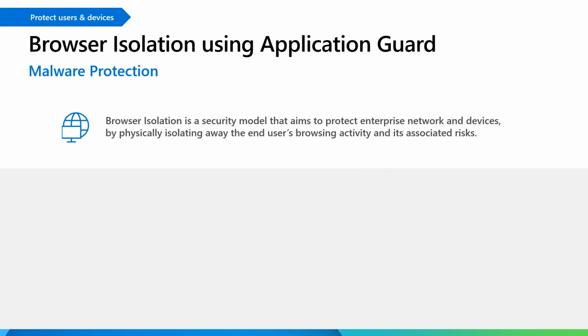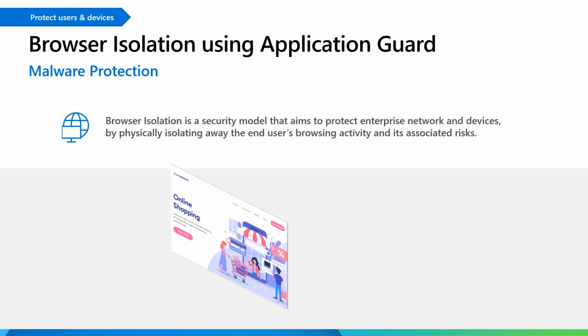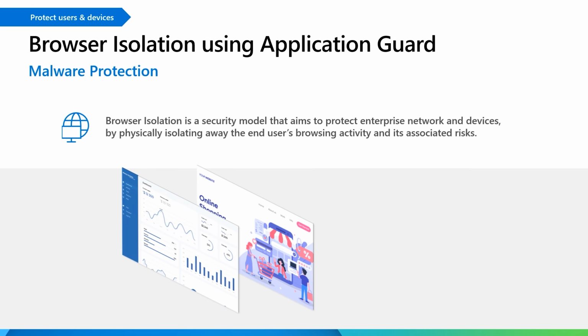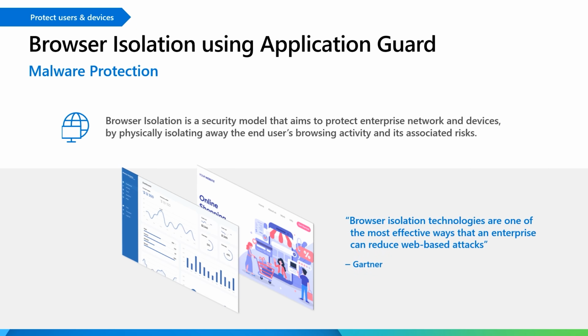So, what is browser isolation? Browser isolation is a security model that aims to protect enterprise networks and devices. And it does so by physically isolating away the end user's browsing activity and its associated risk. It has been named by Gartner as one of the most effective ways that an enterprise can reduce web-based attacks.